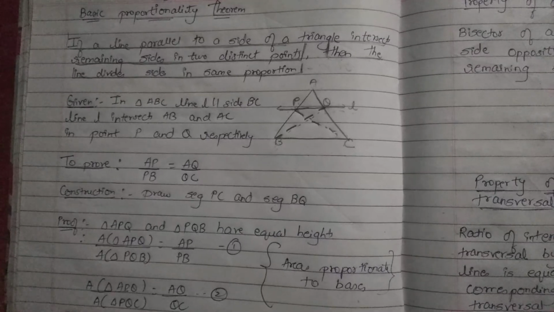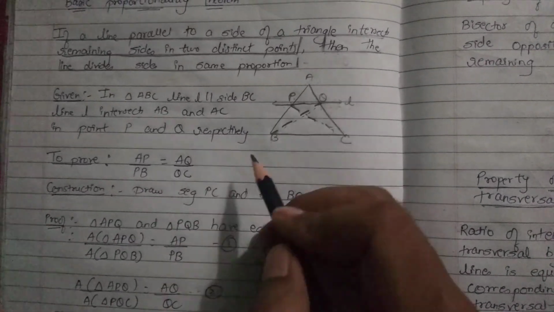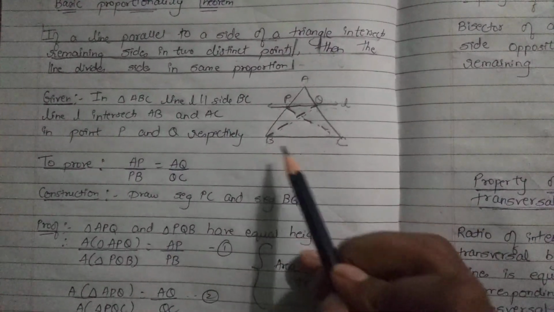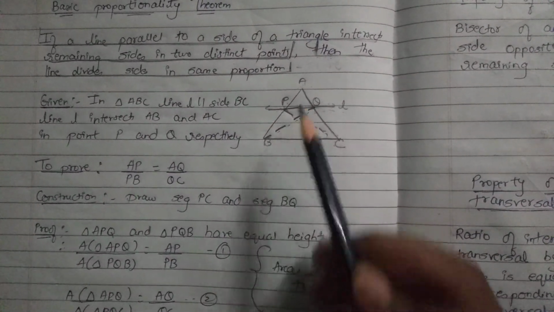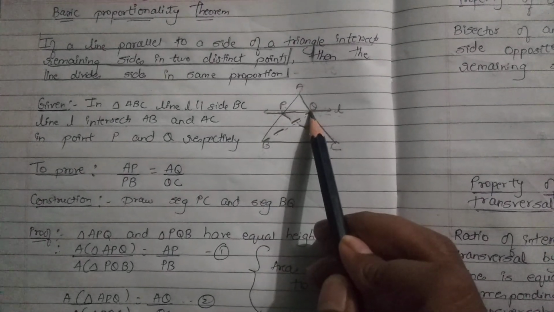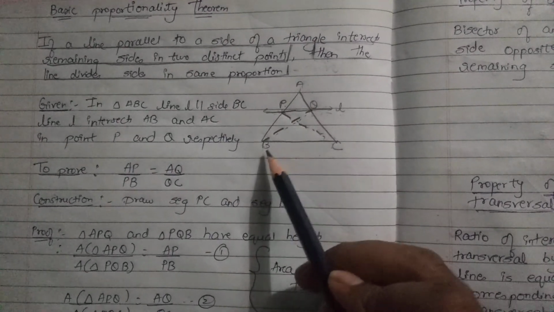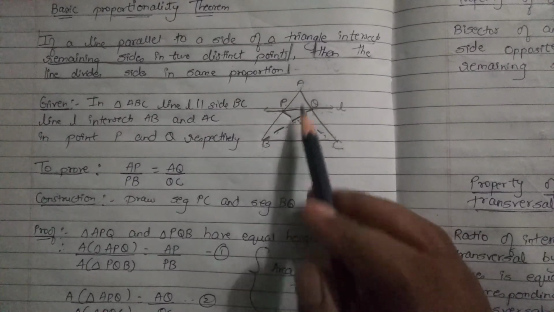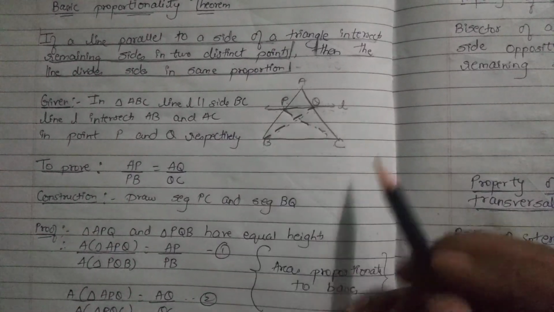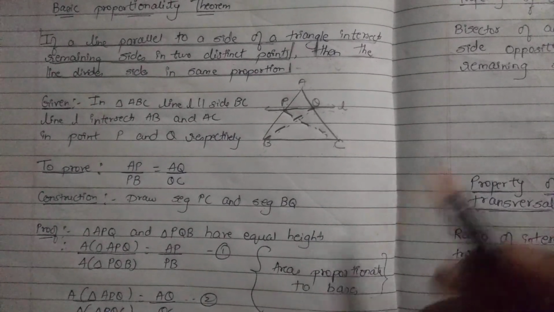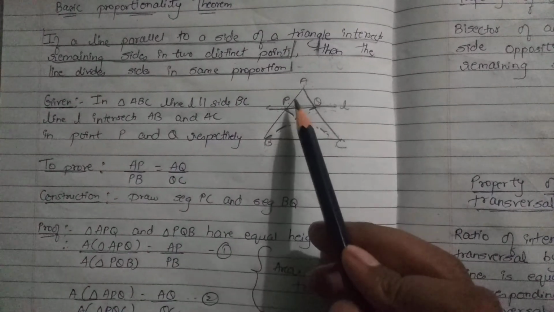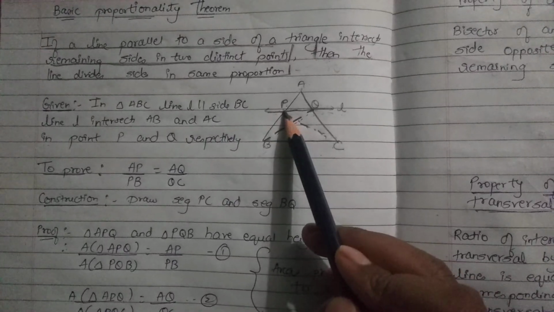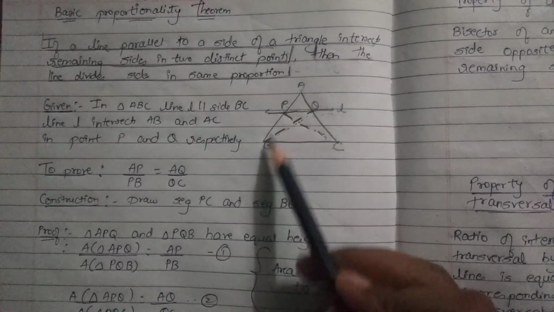So first we have to draw the construction. We have to join BQ and PC. Now you can see triangle APQ and triangle PQB. In these two triangles, what is common? These two triangles have equal heights. If the heights are equal, then we write that areas are proportional to bases. So area of triangle APQ upon area of triangle PQB equals AP upon PB.